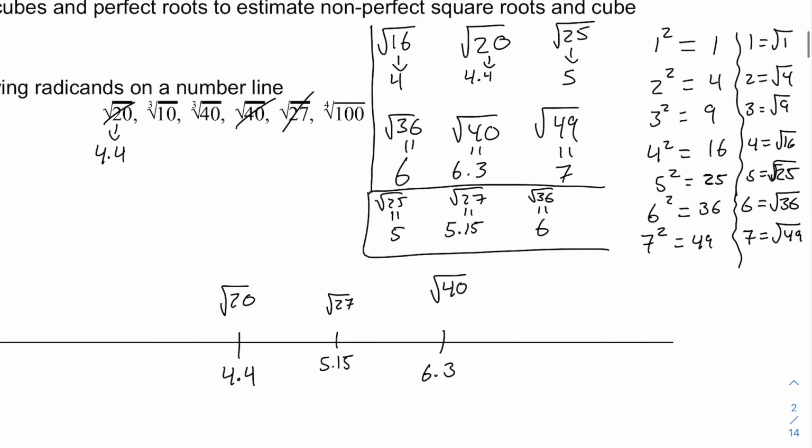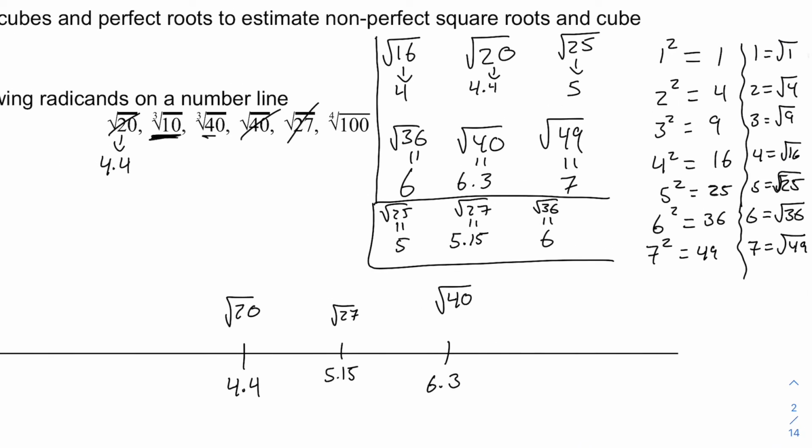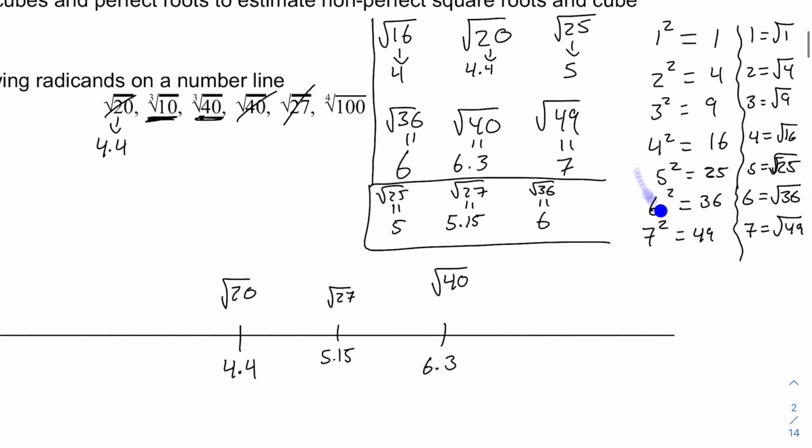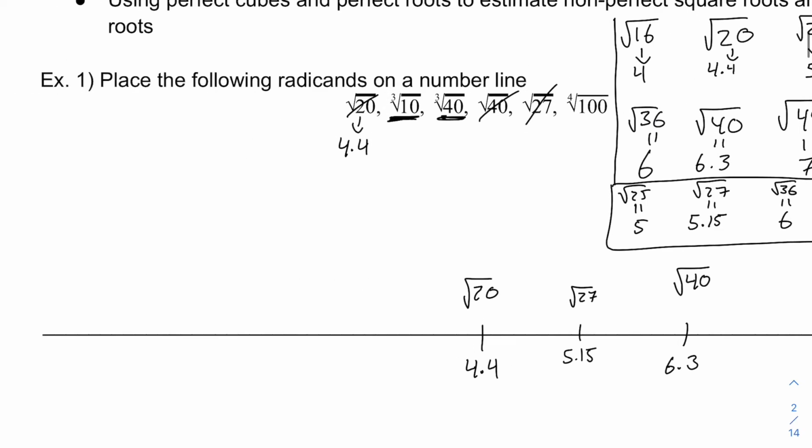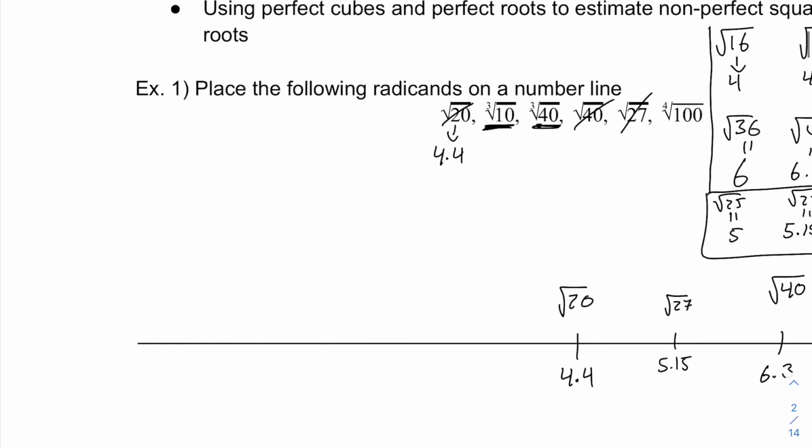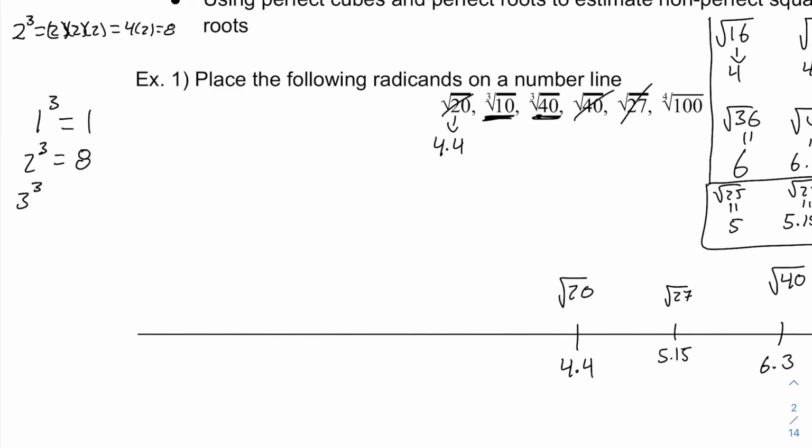Okay, so now we're cube rooting. So we cannot use this anymore because this is all about squaring. We need to do a few cubes. So here, 1 cubed equals 1, 2 cubed equals 8, because remember, 2 cubed equals 2 times 2 times 2. 2 times 2 is 4 times 2 is 8, okay? 3 cubed, well, 3 times 3 is 9, times 3 is 27.